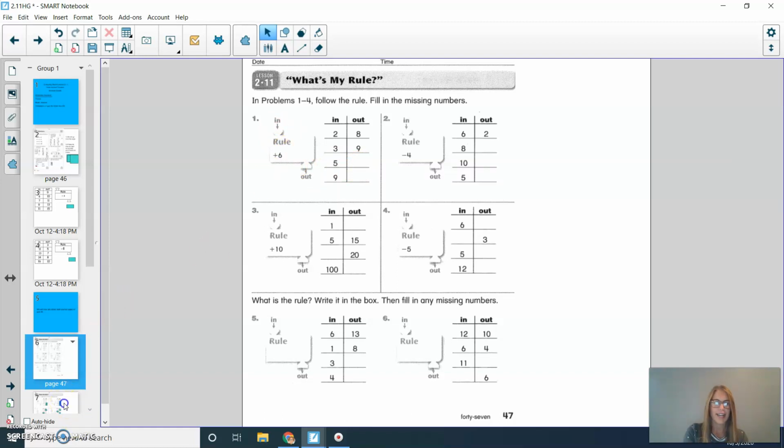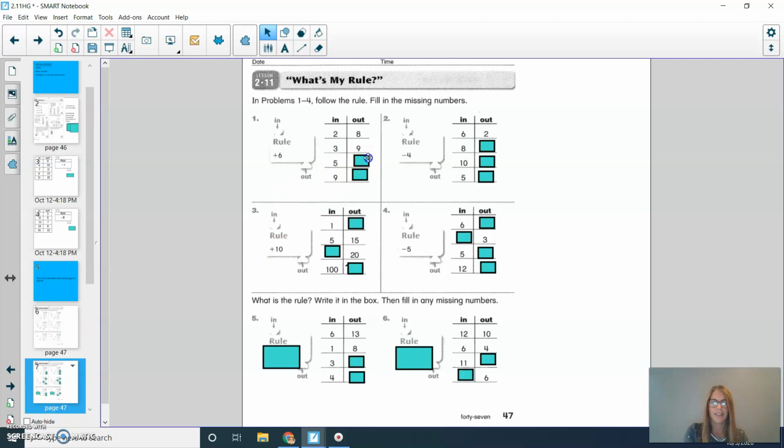If you said 11, that would be right. Let's try one more for this one. So what if I put in 9 and I add 6? What's going to come out? If you said 15, that would be correct.